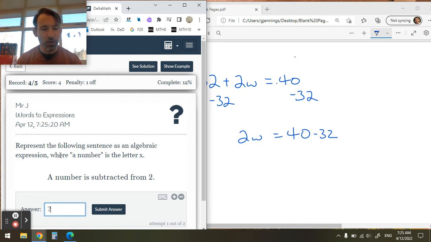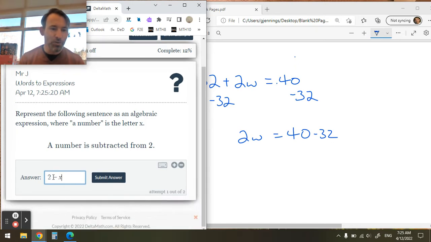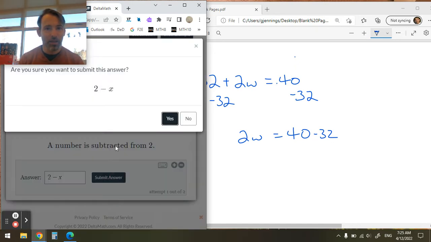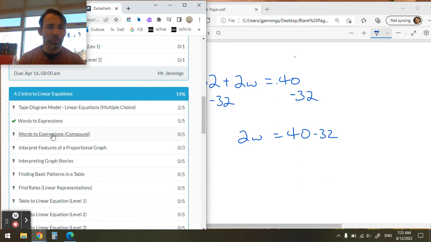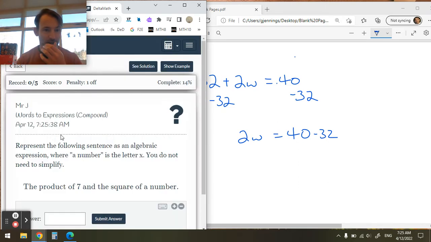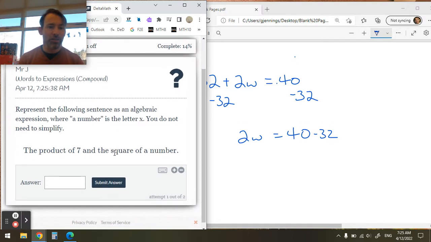And then a number is subtracted from 2. Okay, so I have 2, and then I subtract some number. So there my number is x. And so I have 2 subtract that number. Okay, and that's how we will do these types of problems. Now, we will also have compound ones, which are more challenging. Check these out. The product of 7 and the square of a number.